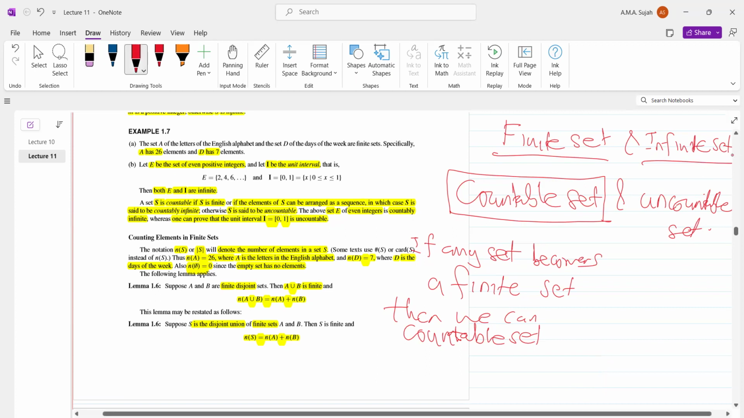You have a set that is not a finite set, but it has a sequential order. The elements are arranged in a sequential order. Then we can say that is a countable infinite set. All other sets are, we can say, uncountable sets. Right? Did you get my point?